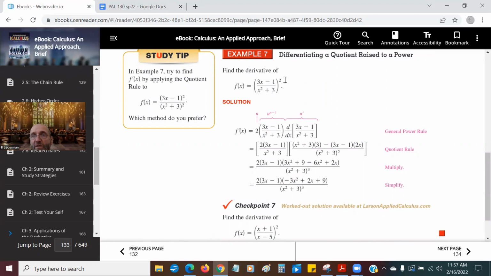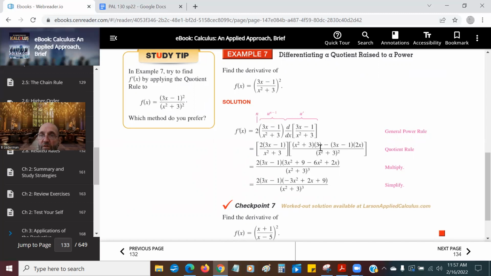Now, in order to get the derivative of the inner function, I'm going to have to use quotient rule. So it's a chain rule problem, but within the chain rule, I'm going to have to do a quotient rule to help me get the complete answer. So I do 2 times u to the first power, and then I do times the derivative of u. But to get the derivative of u, I have to do a quotient rule.